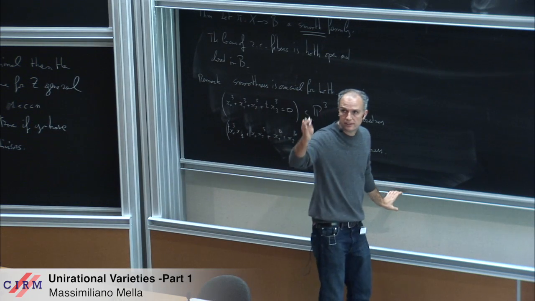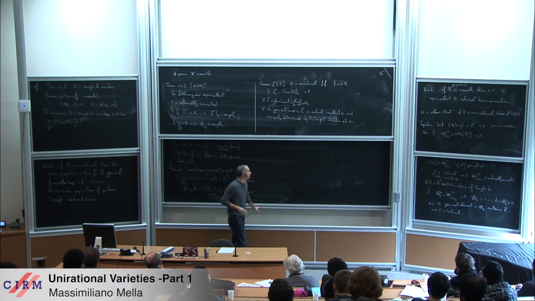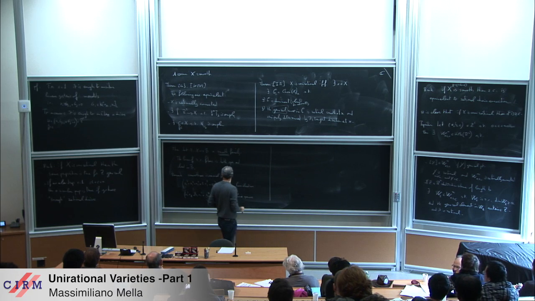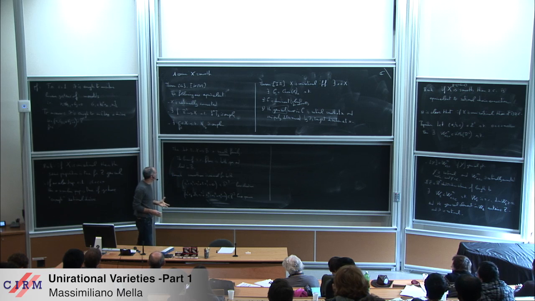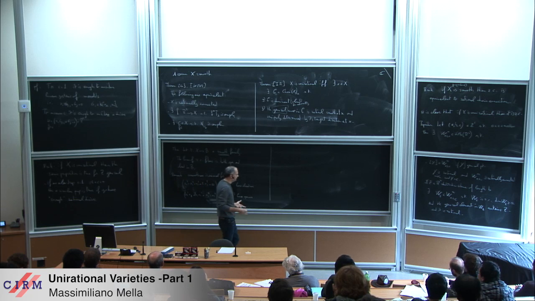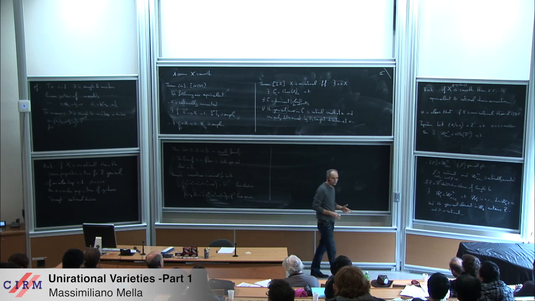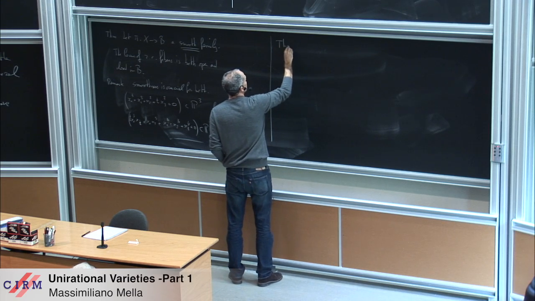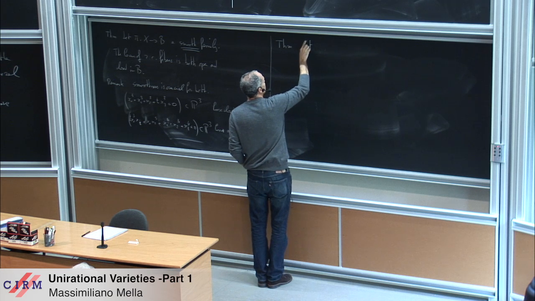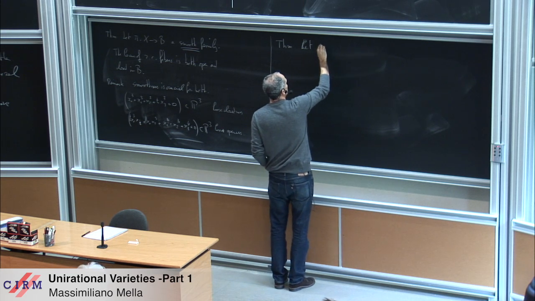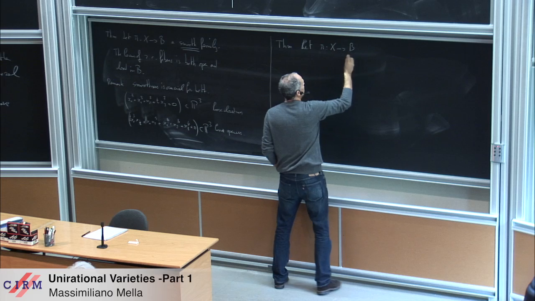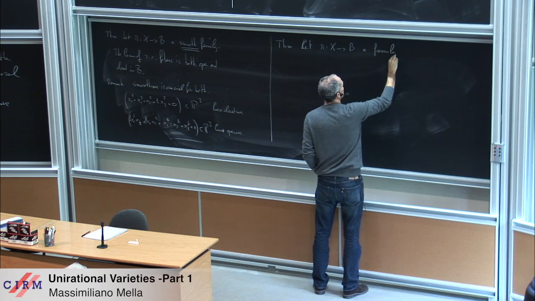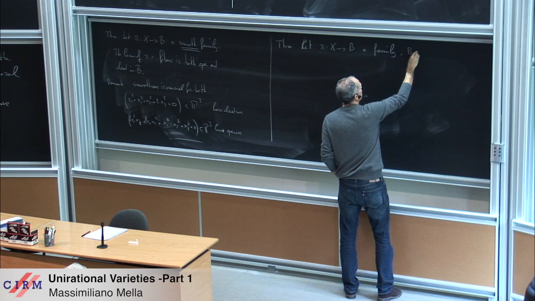And so, going back to answer your question, Daniel: what do we know about unirationality in this family setting? The knowledge is very poor. And the only result I know is a result of De Fernex and Fusi that proves the following. Let again pi from X to B be a family. And here we only assume B connected.